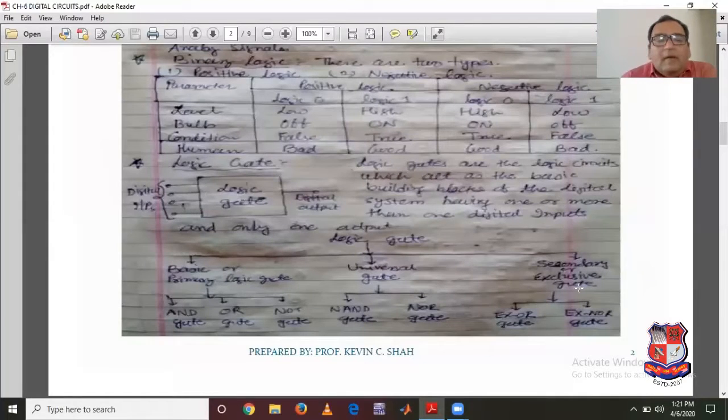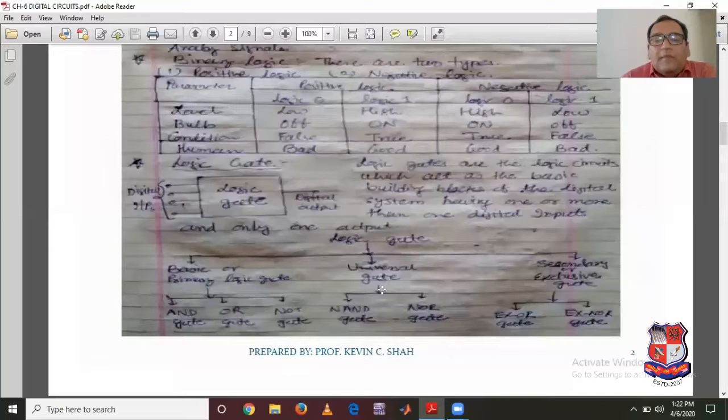You have already learned or studied this type of gate in 11 and 12, but now here we have to study in detail the different types of logic gate. So first, there are three types: basic gate, universal gate and secondary gate or exclusive logic gate. Now in basic gate or primary gate there are three types. First, that is an AND gate, second one OR gate, and third one that is NOT gate, also known as an inverter gate.